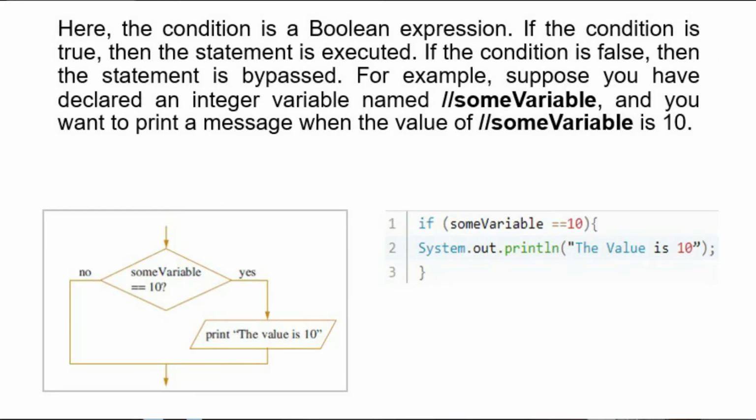The condition is a Boolean expression. If the condition is true, then the statement is executed. If the condition is false, then the statement is bypassed. For example, suppose you have declared an integer variable named some variable, and you want to print a message when the value of some variable is 10. The flowchart and Java code of the operation look like below.